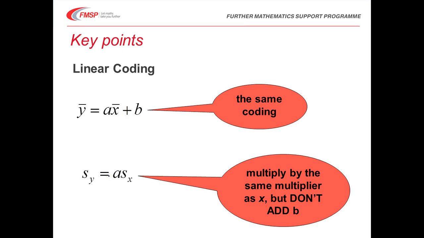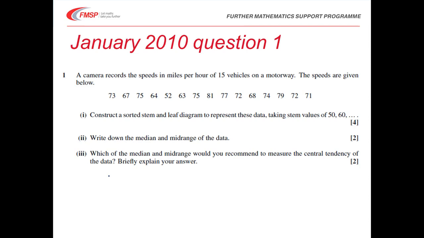Okay, those are the key points, but it'll be useful to look at a number of exam questions to look at some of these in more detail. It's always a good idea to read through the whole question first and highlight any key points. So we've got speeds in miles per hour, 15 vehicles. They want a sorted stem and leaf diagram, and you're given the stem values, so you must use the ones they say. Then write down the median and mid-range, and then decide which one you want, and don't forget to explain to make sure you get all the marks.